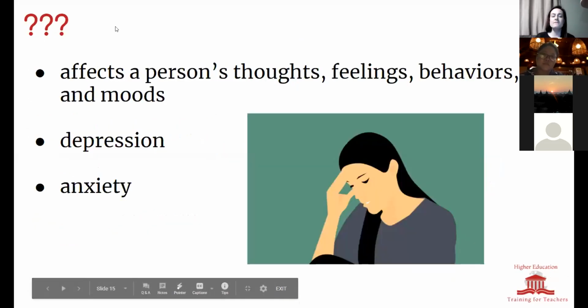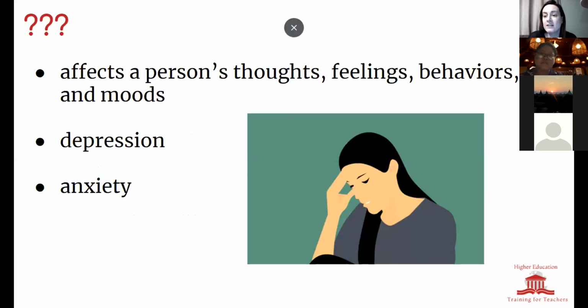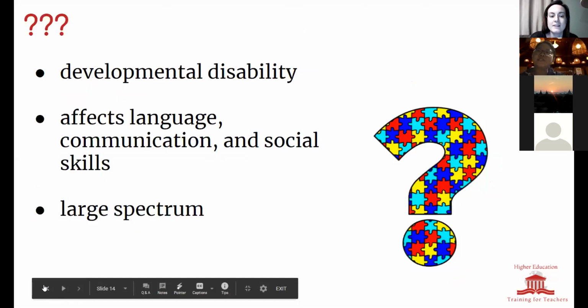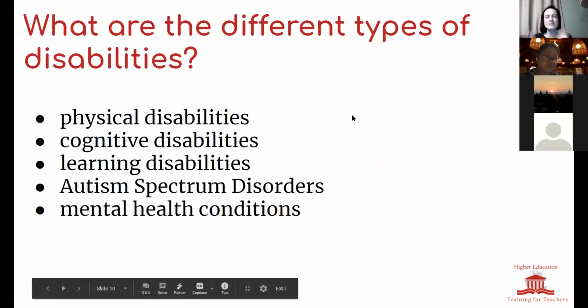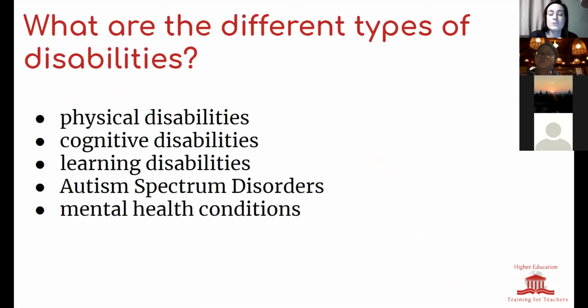Okay, so this affects a person's thoughts, feelings, behaviors, and moods. An example of this might be depression or anxiety. So what would this be? Mental disability. Mental health condition. Yeah, so it's not quite a disability, but it's still kind of viewed as a disease. Having mental health problems like anxiety or depression can still cause a lot of issues.